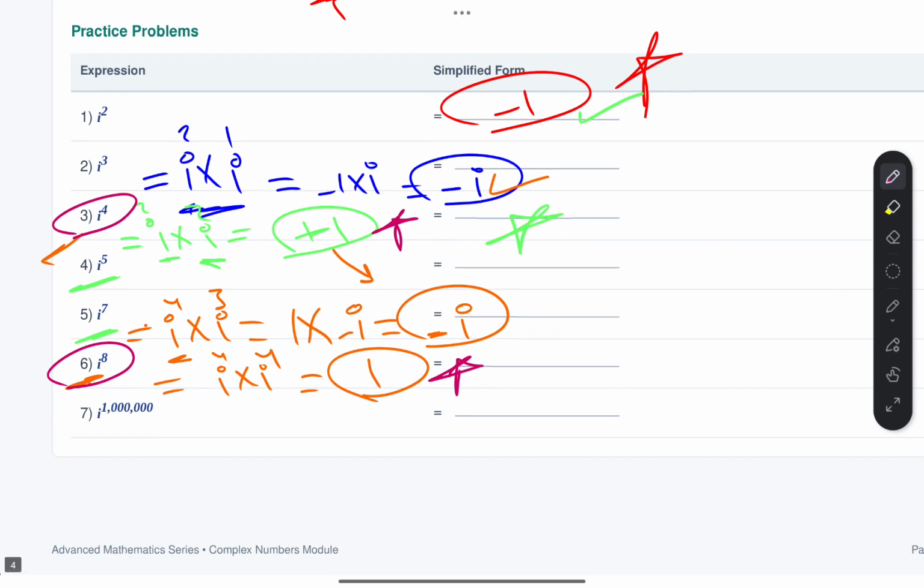Okay, that means if we're trying to simplify i to the power 1 million, ask yourself, is the power 1 million divisible by 4? Divisible by 4 means when you divide 1 million by 4, are you getting a whole number? Yes, so 1 million is divisible by 4. Since the power is divisible by 4, the final answer in the end will be just 1.